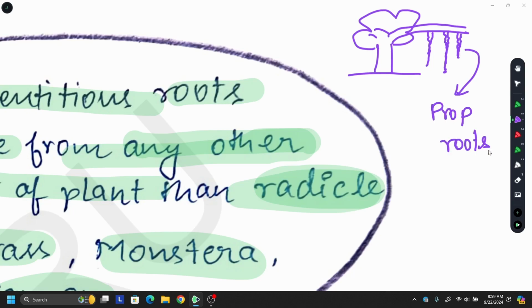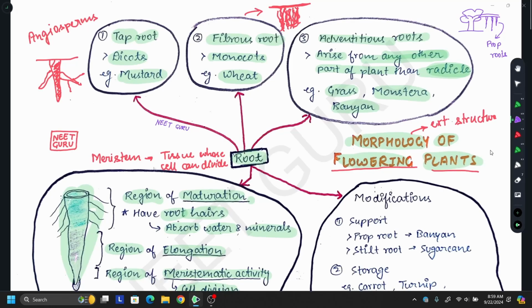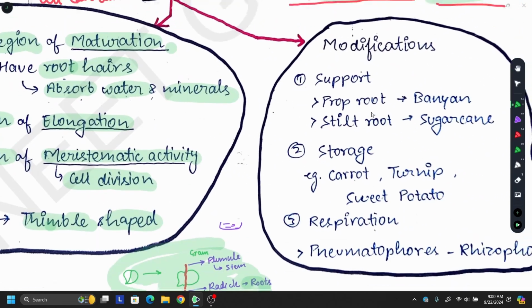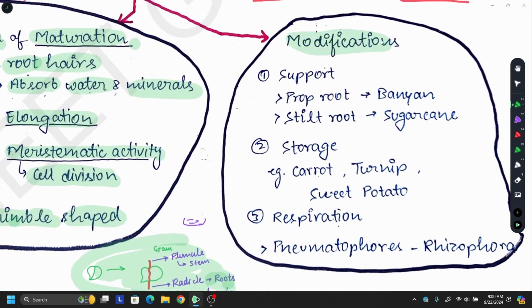Prop roots. All this is written in the next pages, so you don't have to worry and write each of these things. To understand, it was important to give an example. So adventitious roots are roots that arise from any other part than the radicle, and they are seen in grass, monstera and banyan tree. Coming to modification. Roots are modified in different forms, for example, for support, for storage and for respiration. For example, prop roots of banyan tree, as I already made you understand.